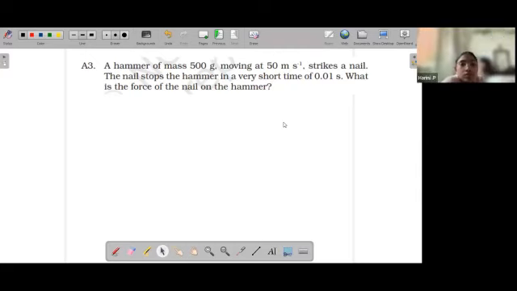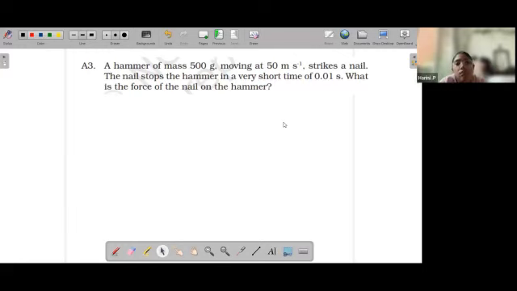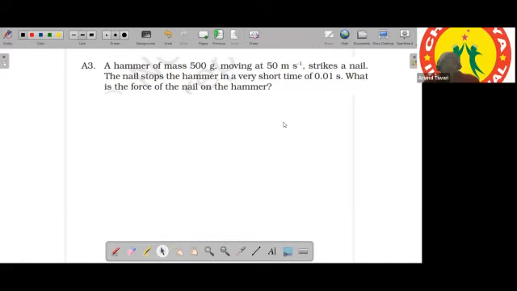Okay. What is the initial velocity of the hammer? Initial velocity is 50 meters per second. Okay. And what is the final velocity of the hammer? Sir, is the final answer minus 2500 Newton? Is it minus 2500 or minus? Okay. Oh, yeah. Final answer is 2500. Right. So first of all, you find your acceleration.